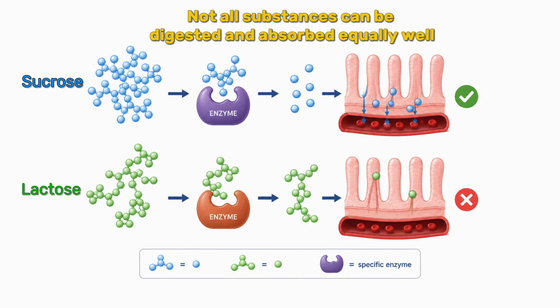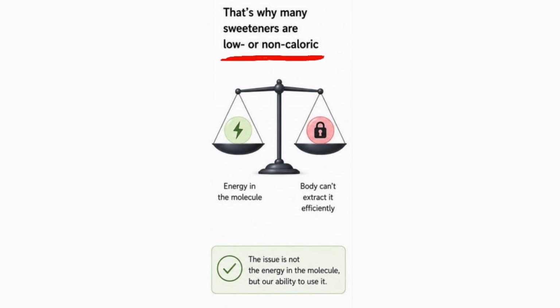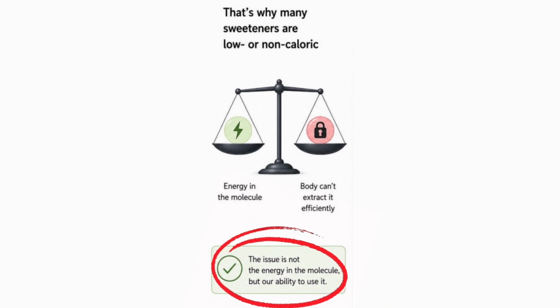But not all substances can be digested and absorbed equally well. Different compounds require different enzymes for digestion. If we lack the necessary enzymes, or if those enzymes do not function efficiently, as in lactose intolerance, the substance may pass through the digestive tract largely unchanged. This is one of the main reasons why many sweeteners have very low caloric values or are considered non-caloric. The reason is not that the molecules contain no energy. Like most organic compounds, they do contain chemical energy. The issue is that our bodies cannot efficiently extract the energy.